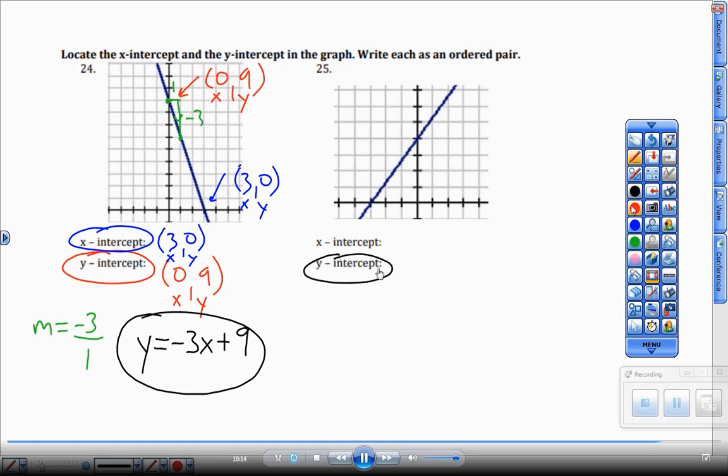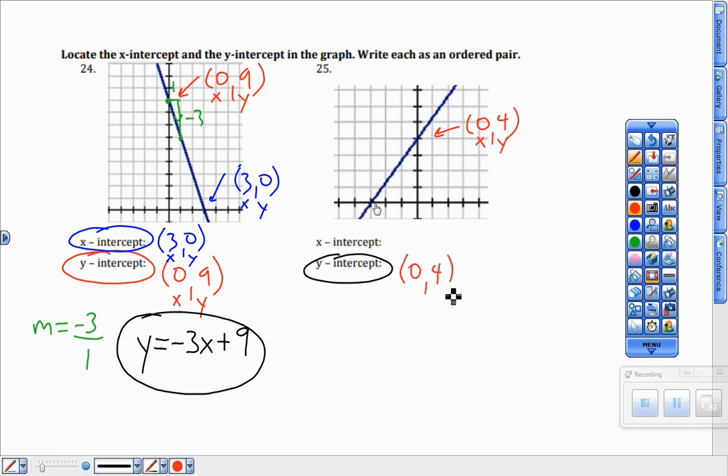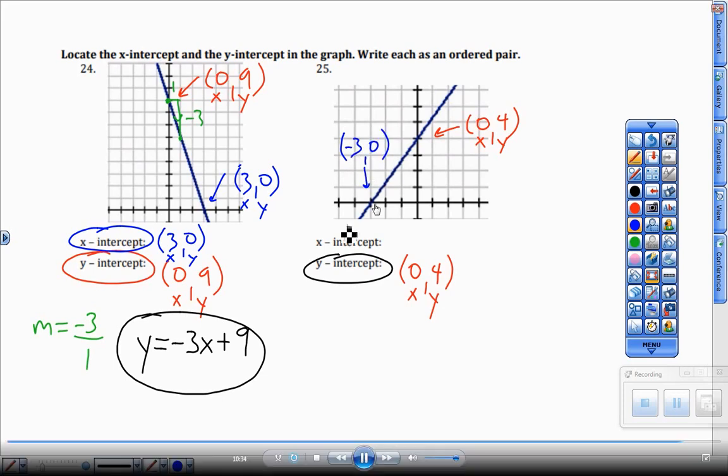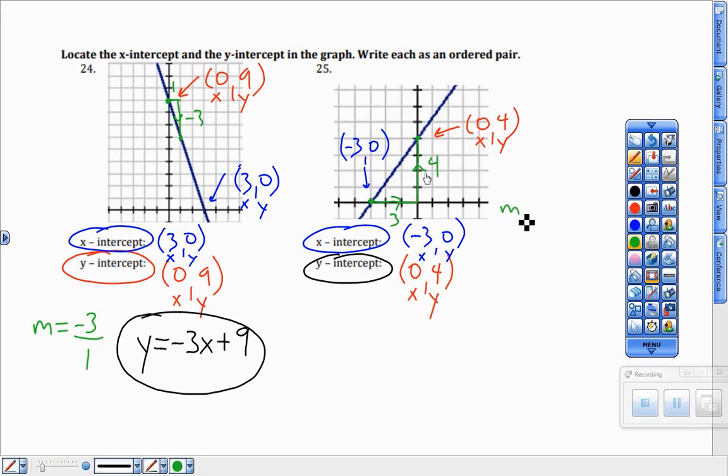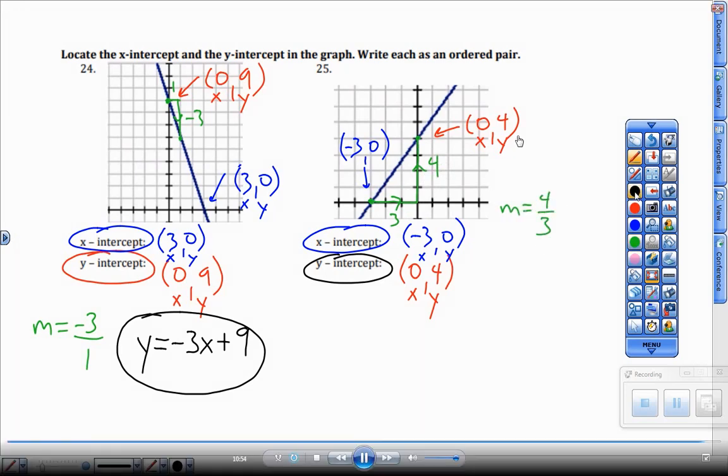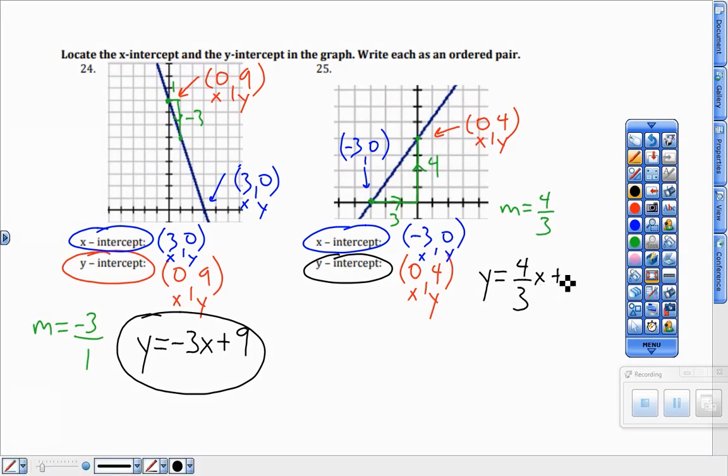For this one, the y-intercept right here at 0, 4, 0 for x, 4 for y. Right here, the x-intercept looks like that is at negative 3, 0. The x-intercept always has y 0, negative 3, 0. If I wanted to write this equation, my y-intercept's 4. My easiest points to connect from here to here, right 3, up 4. If I put those two numbers together, that slope is 4 over 3 combined with that y-intercept of 4. This equation would be y equals 4/3 x plus 4.